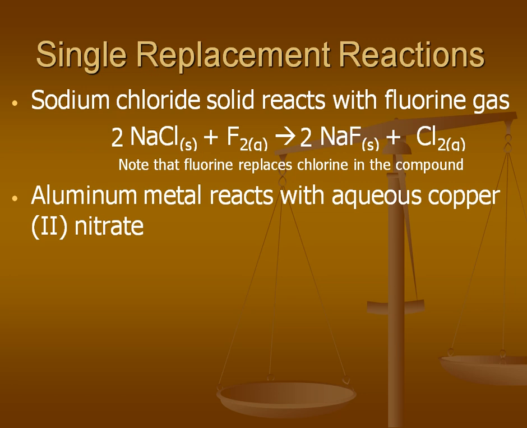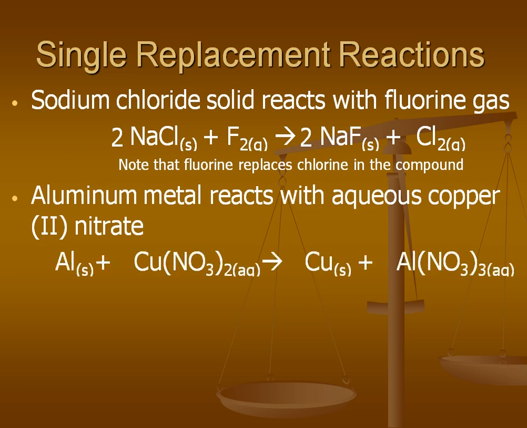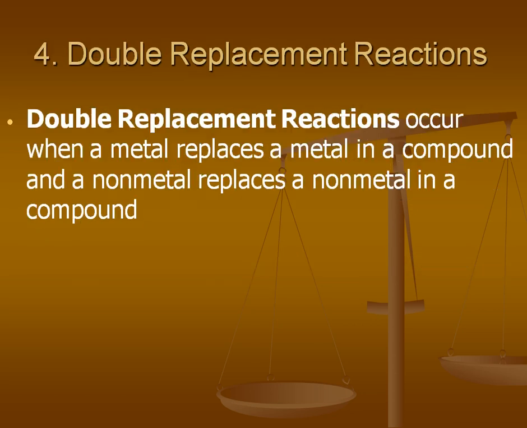Aluminum metal reacts with aqueous copper nitrate. Aluminum is more reactive than copper, so it displaces copper and converts into copper plus aluminum nitrate. Here AQ means aqueous solution. This is the balancing of the chemical equation.